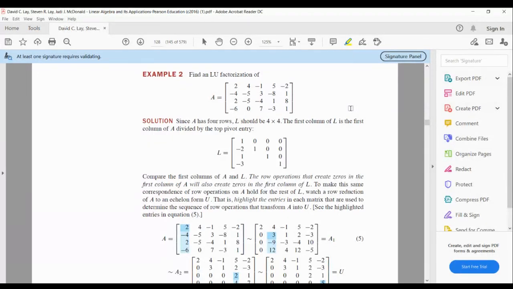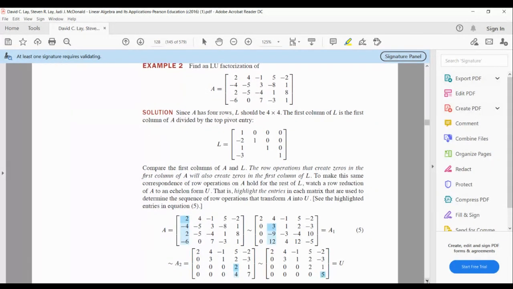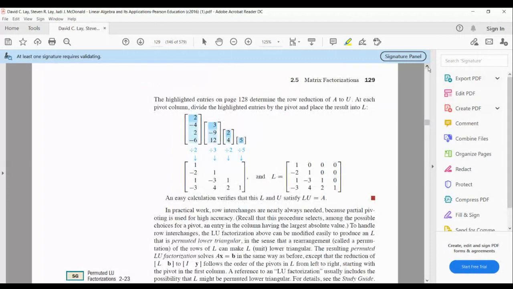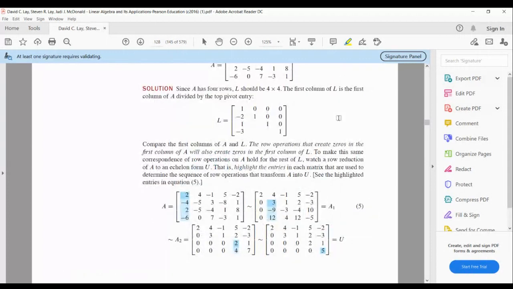So what they do is this. They're going to reduce the matrix A into echelon form. The row operations that create zeros in the first column of A will also create zeros in the first column of L. So what they do here, in the matrix A, okay, hold on.